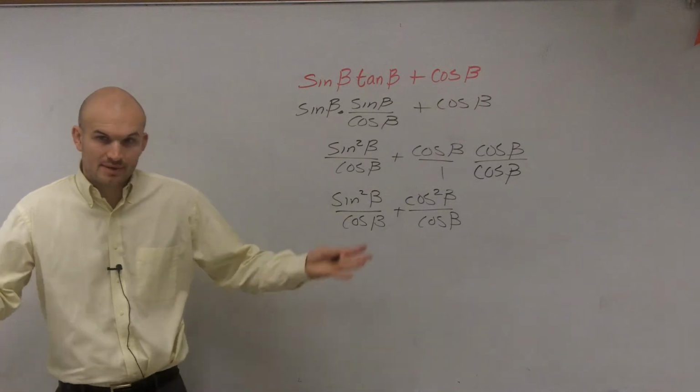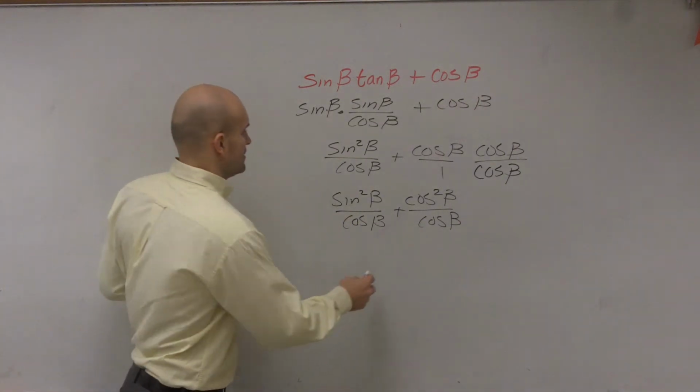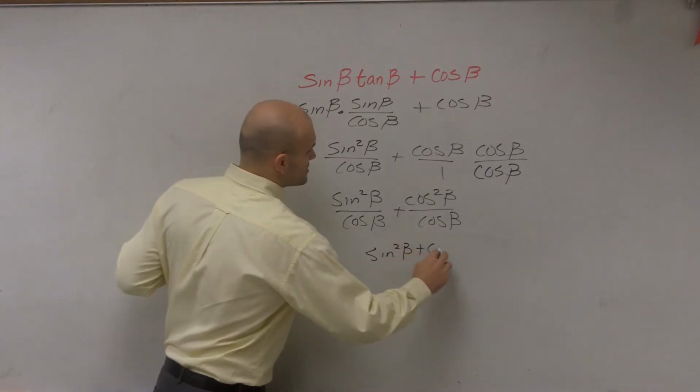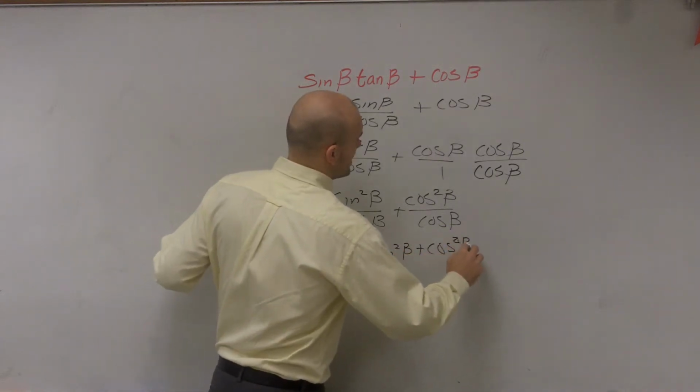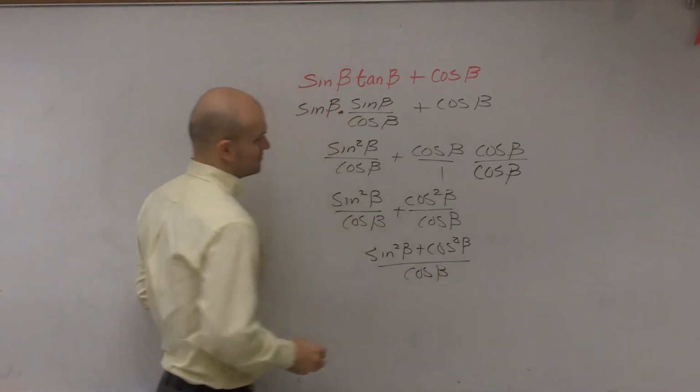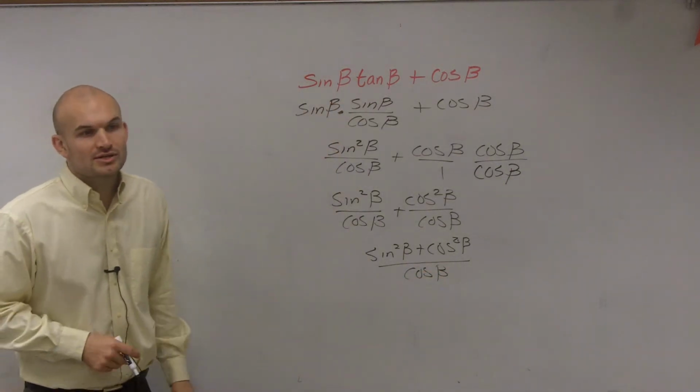Now, since they have the same denominators, let's bring them together. So what we have is sine squared of beta plus cosine squared of beta all over cosine of beta. Now we look at our trigonometric identities.